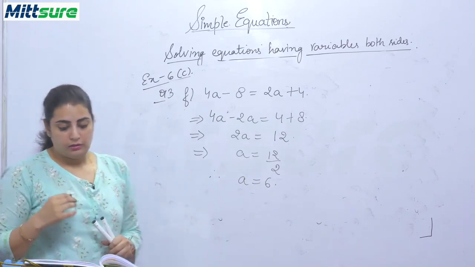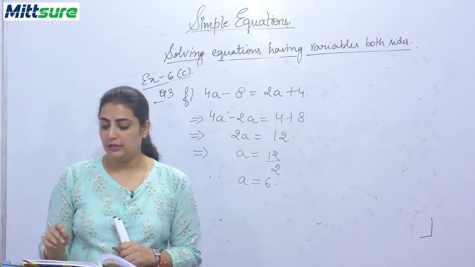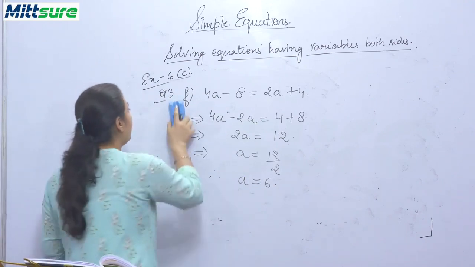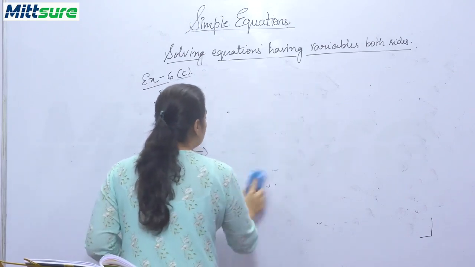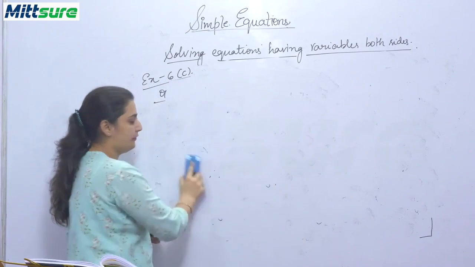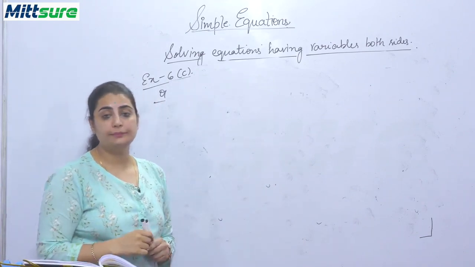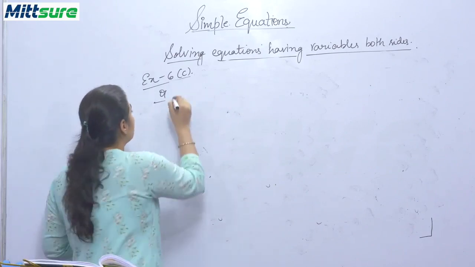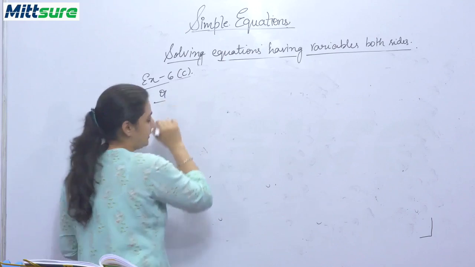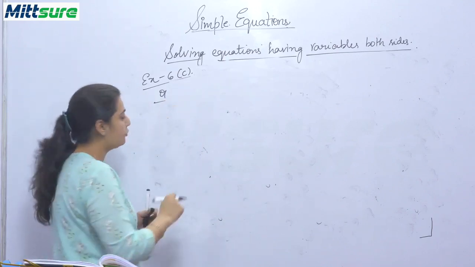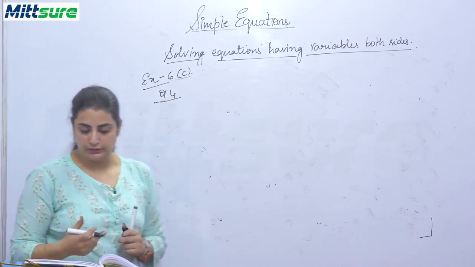Now, construct two equations with the solution x equals 5. I have to construct equations if the value of x is 5, but the value should come out as 5 every time. So, your answer might vary in these types of questions. Not to worry. You can frame the equation according to your convenience.